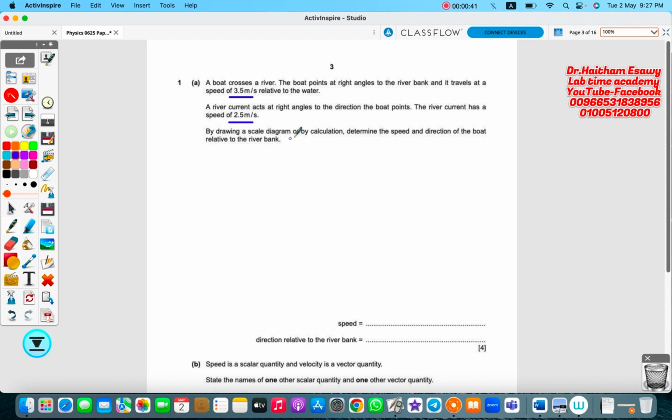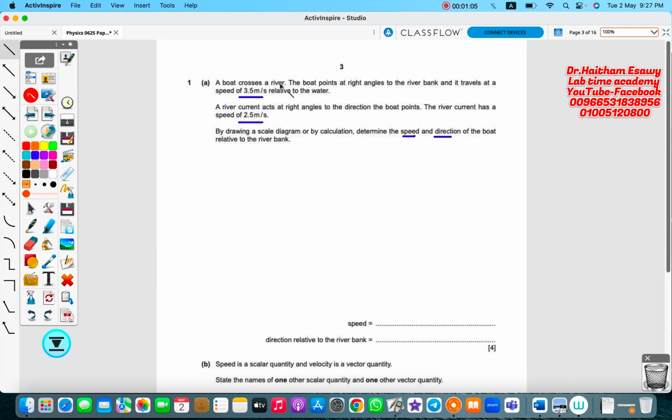By drawing a scale diagram or by calculation, so he asked you to choose any method. You can choose any one of them and you'll obtain, by the way, the same result if you choose any one of them. Scale diagram or by calculation, determine the speed and direction. As you know, the direction means the angle of the boat relative to the river bank. And let's start to draw.